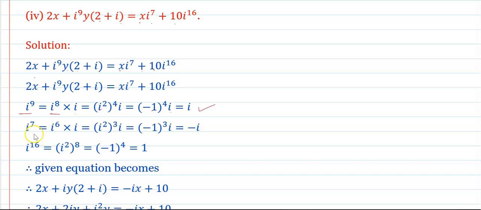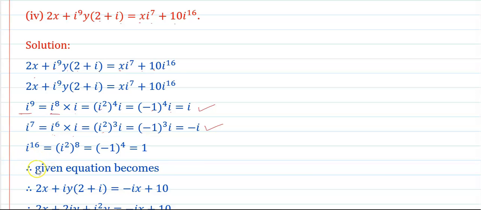Next, i^7 means what? i^6 into i. But what is i^6? (i^2)^3. i^2 means minus 1, minus 1 to the power 3 into i, you will get minus i.